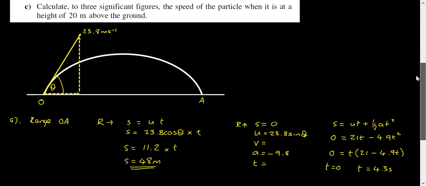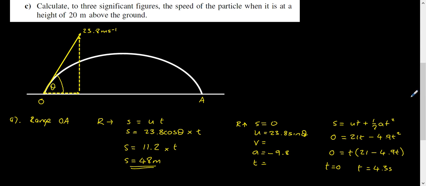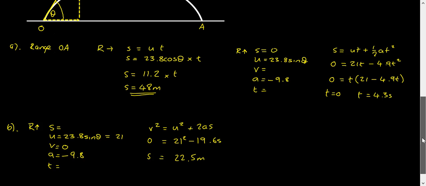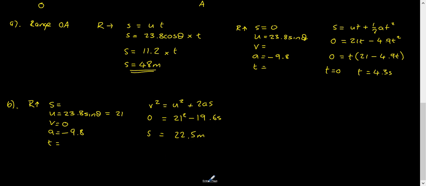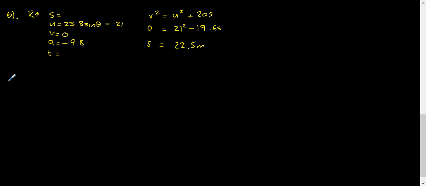So our part C says calculate to 3 significant figures the speed of the particle when it's at a 20-meter height above the ground. So this is where we need to think about speed rather than velocity, but in order to calculate speed, we need to know the velocity. So resolving horizontally, remember the horizontal speed of this particle is constant. So we're just going to use the fact that our u value is 23.8 multiplied by cosine of theta, which, as we used in the last part of the last question, comes out as 11.2.